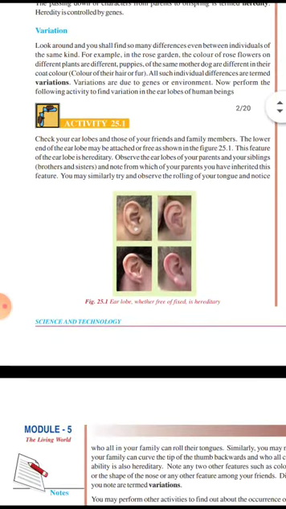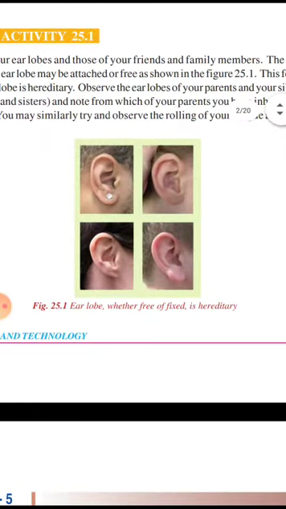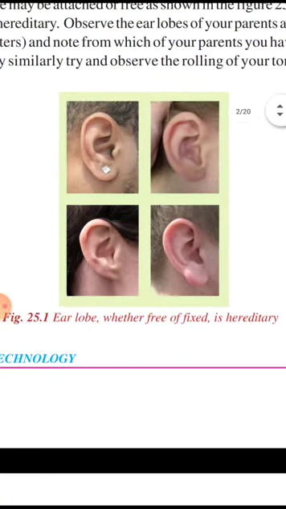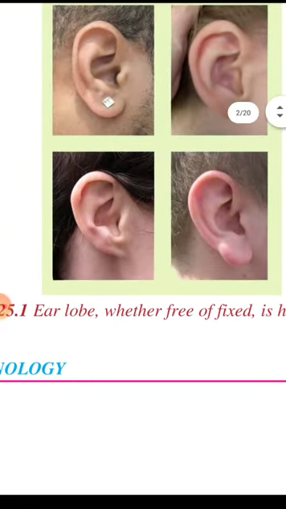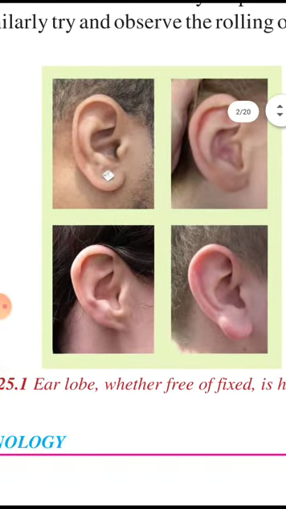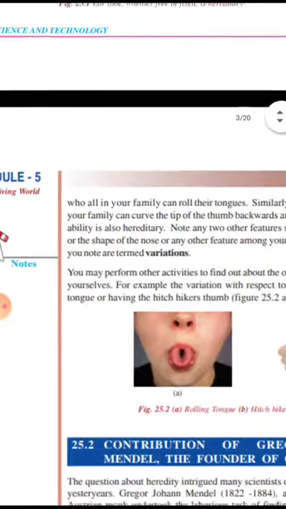Here, in humans, different people will have different ear lobes based on the type of genes they have, and it is hereditary. You can see some people will have ear lobes like this, some like this, some people medium. It's all due to the genes.